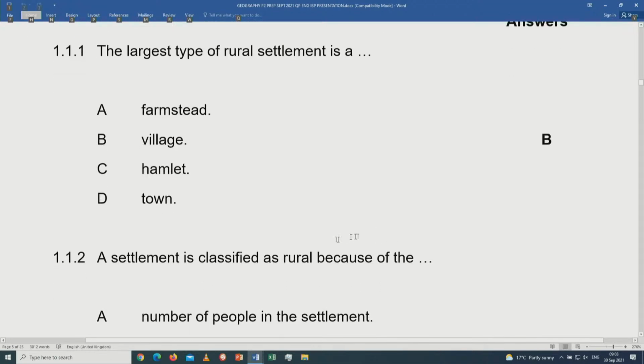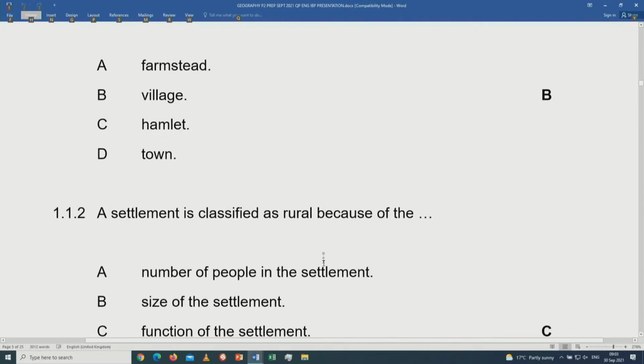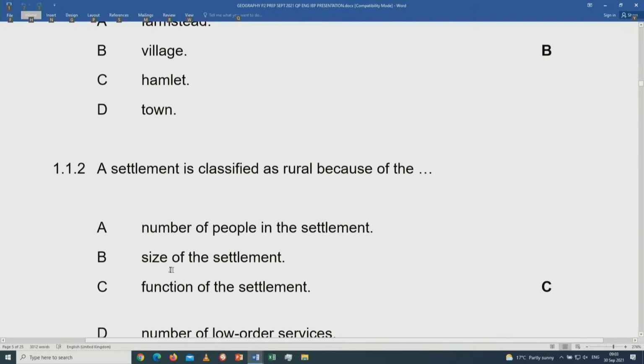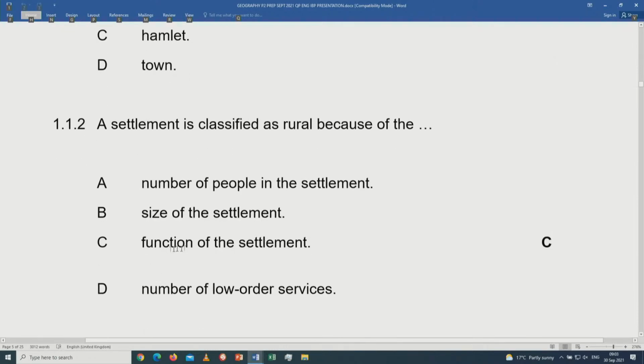Then going to question 1.1.2. A settlement is classified as rural because of what? A, number of people in the settlement. B, size of the settlement. C, function of the settlement. D, number of law and order services. So the correct answer out of these options was C.